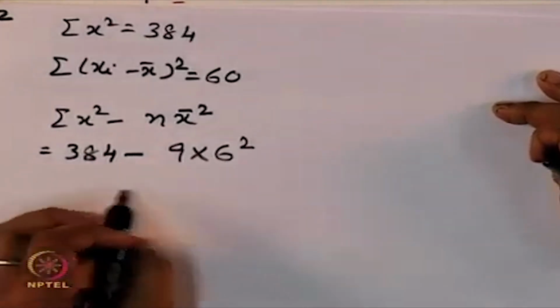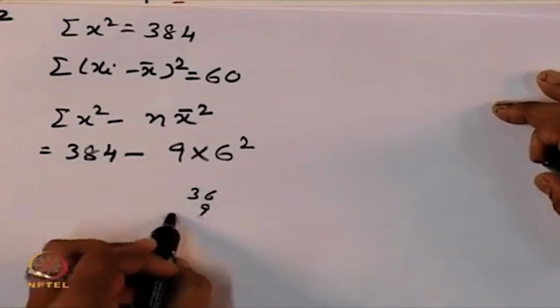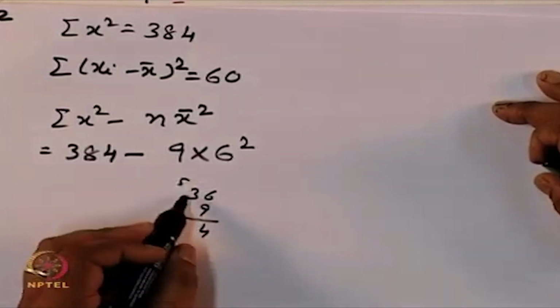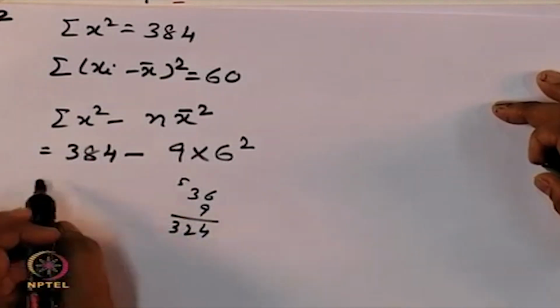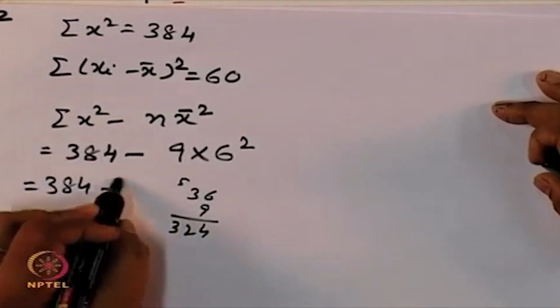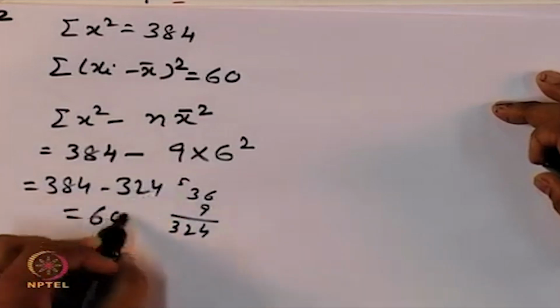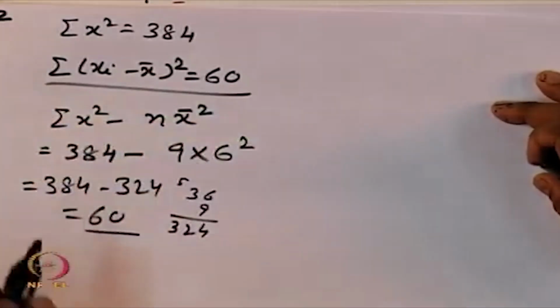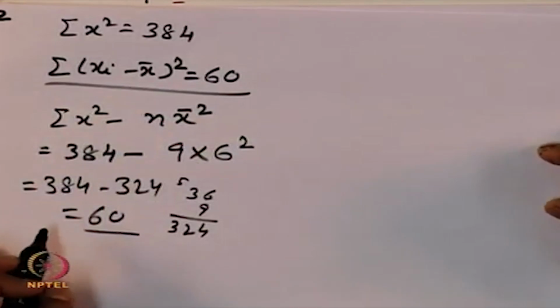So, 36 into 9 is 324. So, 384 minus 324 is equal to 60. So, just this and this is the same. We have confirmed these two values are the same.